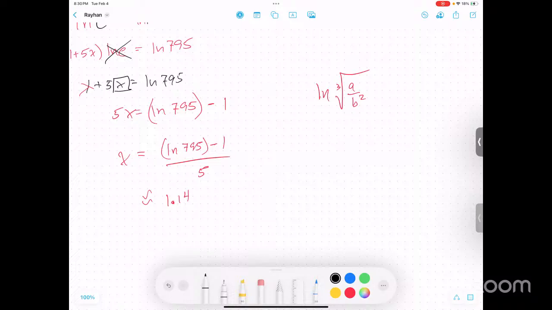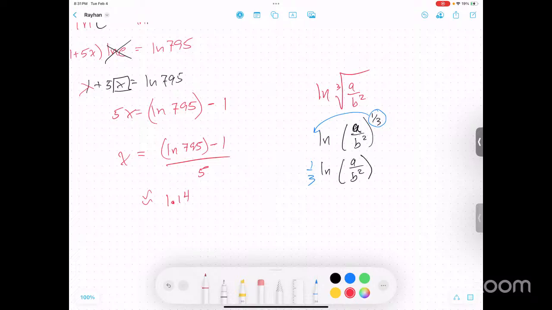Okay, so I'm going to rewrite this first using what I know about cube roots. What's the power of a cube root? 1/3. Perfect. And now I'm going to use that one power rule that I just talked about, right? What can I do with this exponent? You can bring it to the front. Very good. So I bring that to the front. And then I have ln of a over b squared.